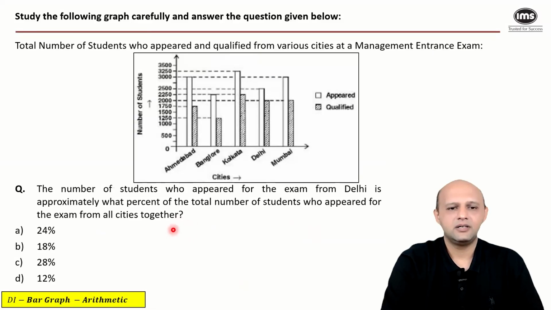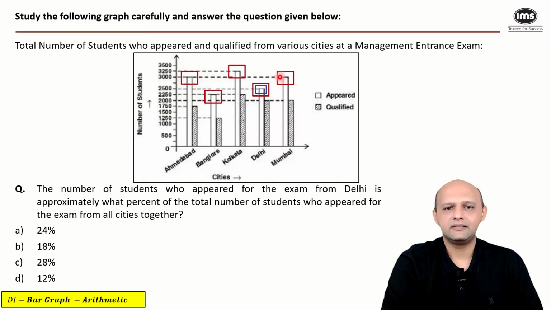A similar question on the same DI-based chart. The number of students who appeared for the exam from Delhi is approximately what percent of the number of students who appeared for the exam from all cities together? Okay, so what have you got to do here? Those who have appeared from Delhi to those who have appeared from all the cities together. So how will you count those? These are the ones, right? So let us just count them first.